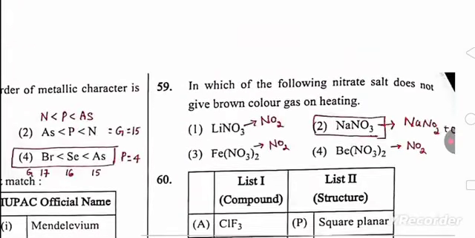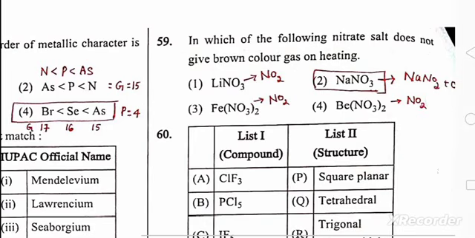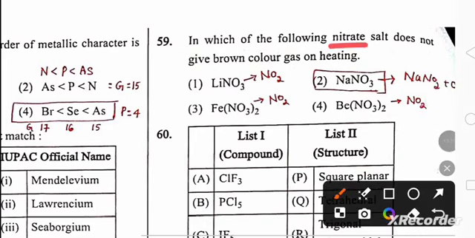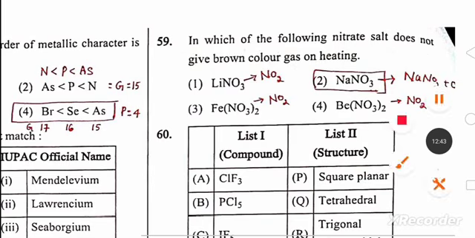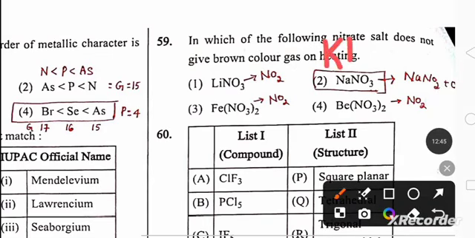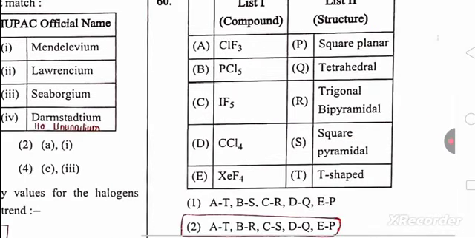Let us move to the next question. In the next question, which of the following nitrate salts, lithium, sodium, iron, beryllium nitrate salt, does not give brown color gas? Brown color gas is nitrogen dioxide gas. So among the four options, sodium nitrate and also potassium nitrate, on decomposition, do not give nitrogen dioxide brown color gas. Instead, they give NaNO2 and O2. So NaNO3 and KNO3 is the right answer.